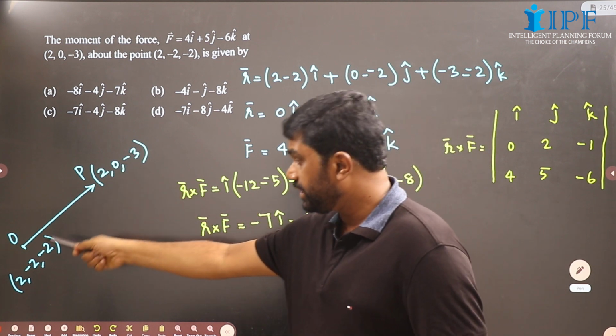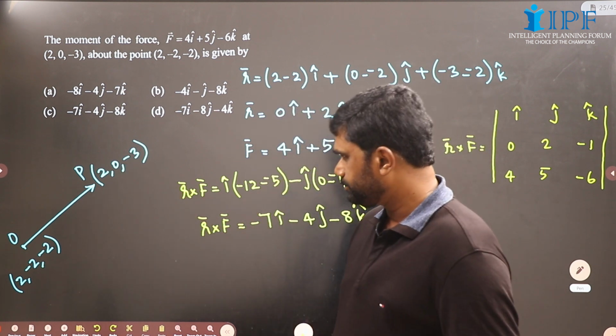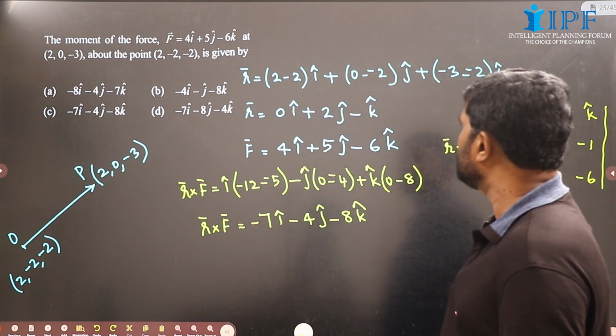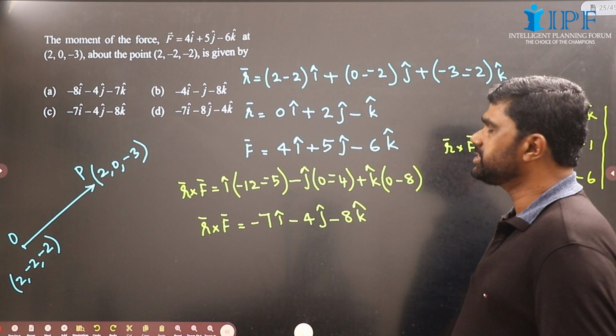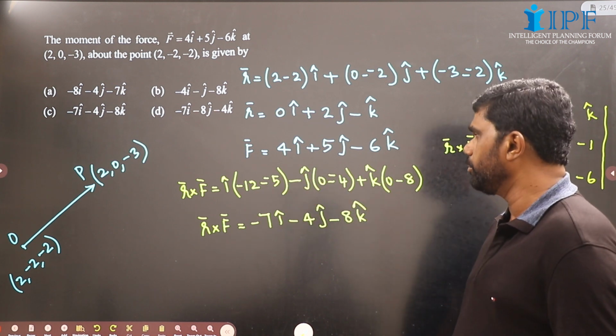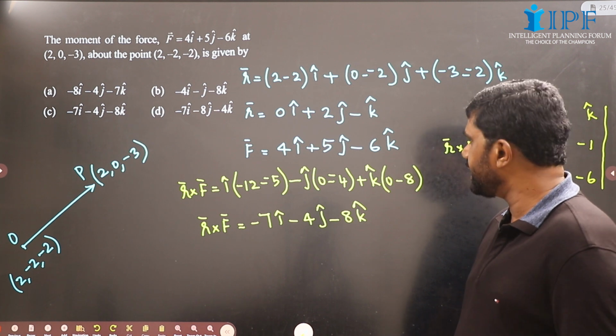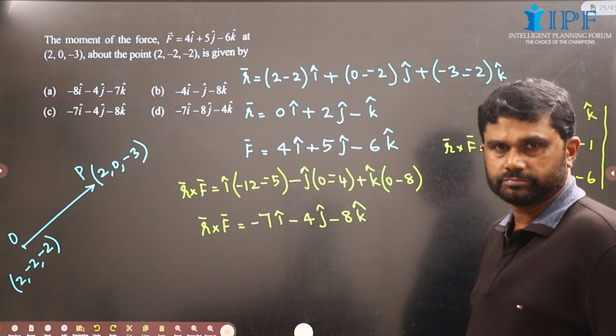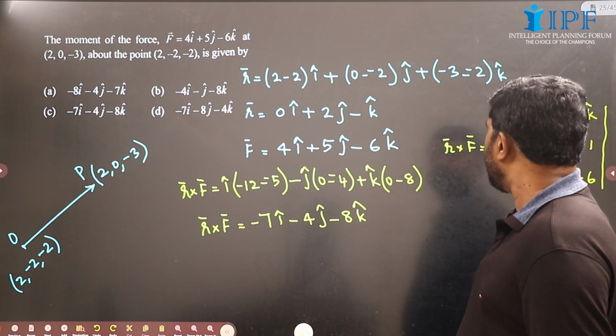Then 0 minus minus 2, that is 2j cap, minus 3 minus minus 2, that is minus k cap. So it will be 2j cap minus k cap, that is the position vector. And force is given in component form, 4i cap plus 5j cap minus 6k cap, and R cross F will give you the torque. Okay, now that is R cross F.